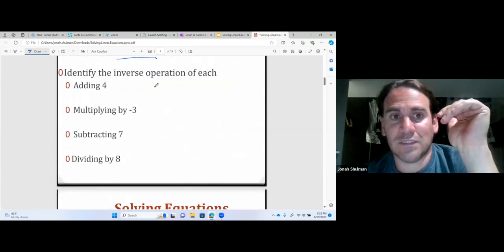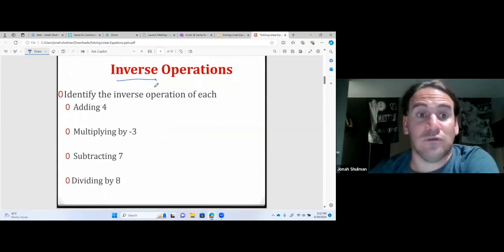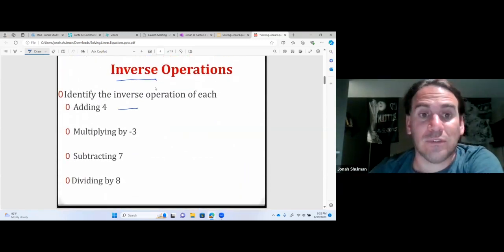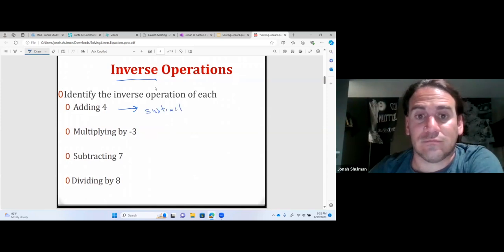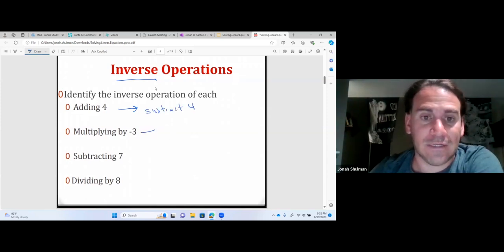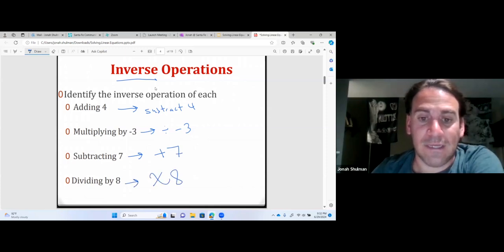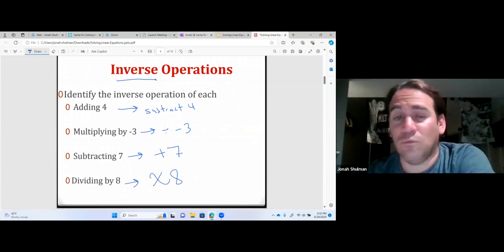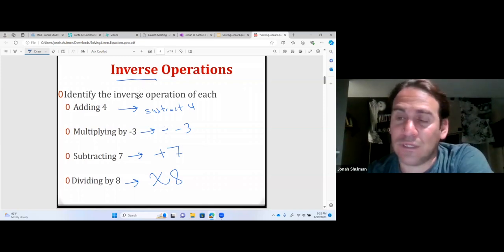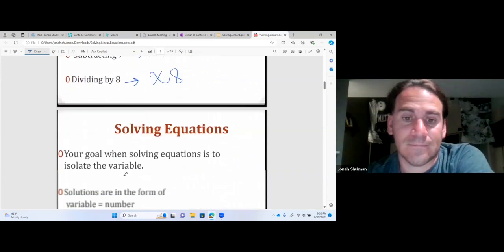The first example they see is just in words, say what to do. So adding 4, the opposite is subtracting 4. Multiplying by -3 is dividing by -3. Subtracting by 7 is adding 7. And dividing by 8 is going to be multiplying by 8. So before they even try a problem, I'm just going to have them do this in words.